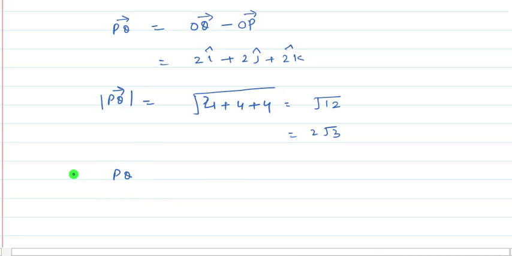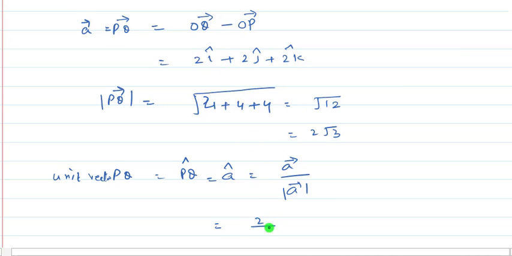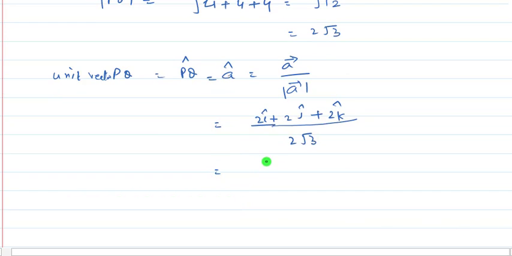Now the unit vector PQ, or we can say PQ cap. If we name this PQ as vector A, we can write A cap is equal to vector A upon the modulus of vector A. So vector A is 2i cap plus 2j cap plus 2k cap upon the modulus. The modulus is 2 root 3. So the unit vector is 1 upon root 3 i cap plus 1 upon root 3 j cap plus 1 upon root 3 k cap. So this is the unit vector, the first part.